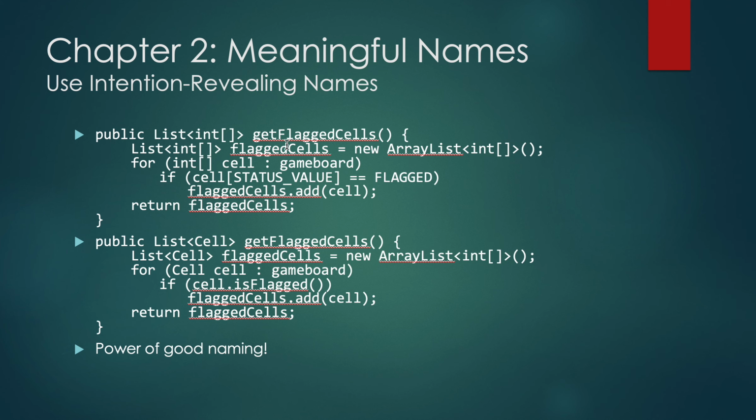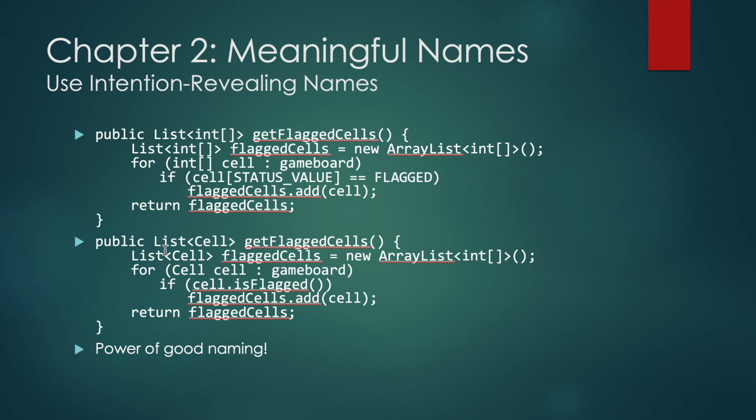So if you look at the first version, now it says get flagged cells, so you're probably dealing with a grid, and you're trying to figure out which cells are flagged. And so here you can say, oh okay, for each cell in the game board, there must be some state variable. We say if the status value of the cell is flagged, then we add it to the flagged cells and we return the flagged cells. So this tells me a little bit more that this is looking at a game board and looking at all the cells that are flagged and returning them. And this makes much more sense to me when I read this code.